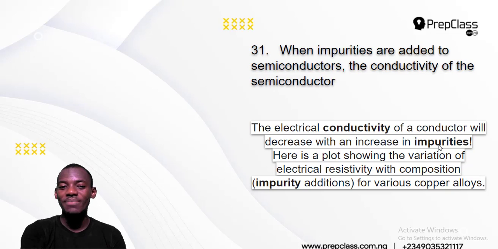That is natural, right? Here is a plot showing the variation of electrical resistivity with composition, impurity addition for various copper alloys. Now actually I don't need that. What I need is just the first line. The electrical conductivity of a conductor will decrease with an increase in impurity. That is just it. Actually that can be shown graphically, but I couldn't bring the graph into this video.